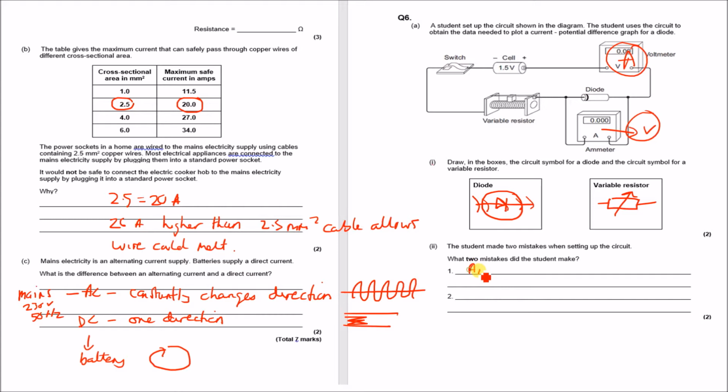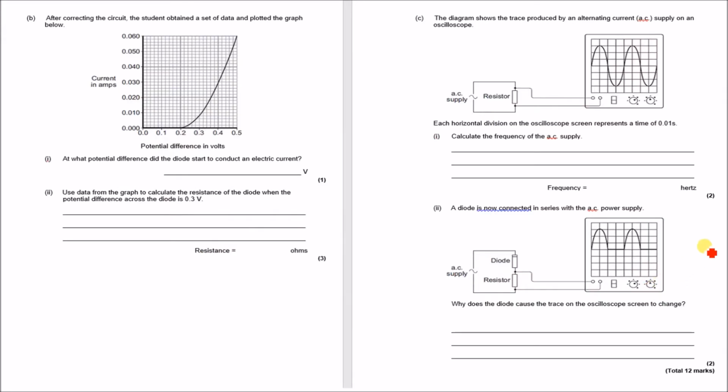So the ammeter is in parallel and it should be in series, and the voltmeter is in series and it should be in parallel. Okay, so the voltmeter should be there and the ammeter should be there. Okay, make sure you use these terms though. The ammeter should always be in series and not in parallel, and the voltmeter should always be in parallel and not in series.